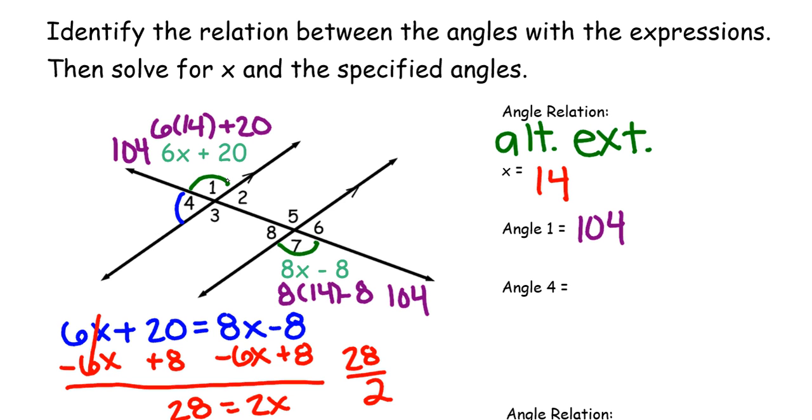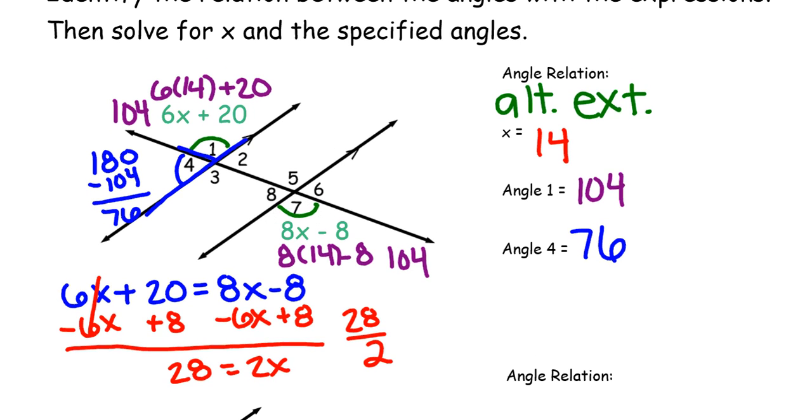Okay, so you have to understand that this right here created a linear pair. So if I wanted to know what angle 4 equals, I would simply take 180 and subtract the 104 from angle 1, and I would see that this angle is 76 degrees. And these diagrams are never drawn to scale, so please do not pull out a protractor and measure them. All right.